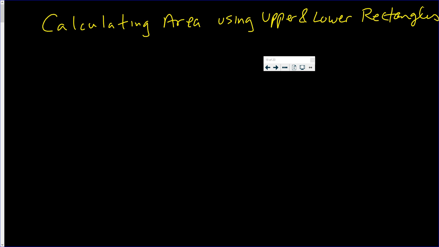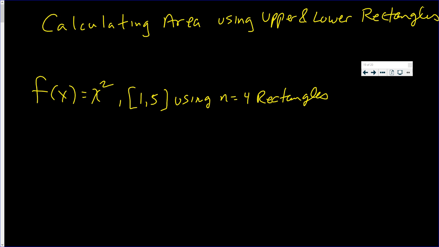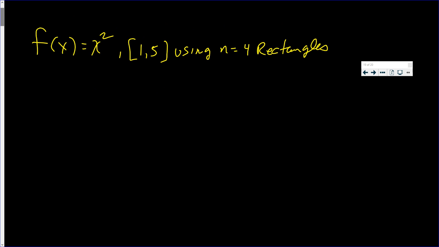Calculating areas using upper and lower rectangles. I guess this should be approximating areas using upper and lower rectangles. Suppose you have the function f of x equal x squared, and you want to approximate the area from 1 to 5 using n equals 4 rectangles. N is the number of rectangles.